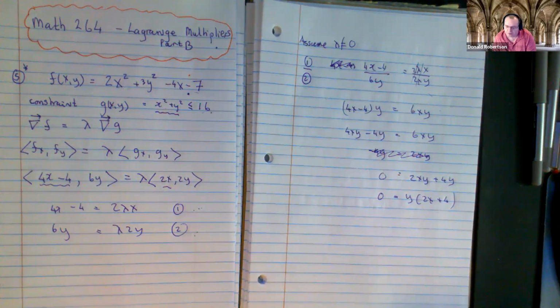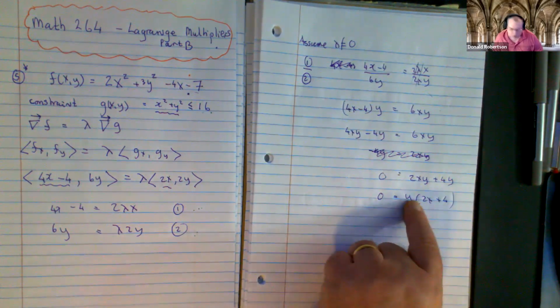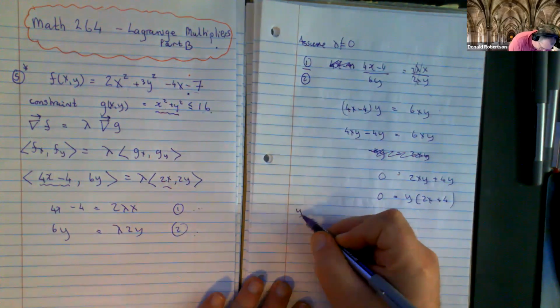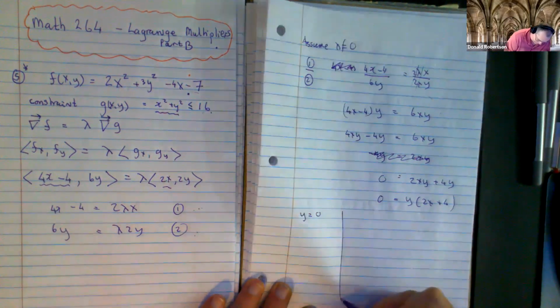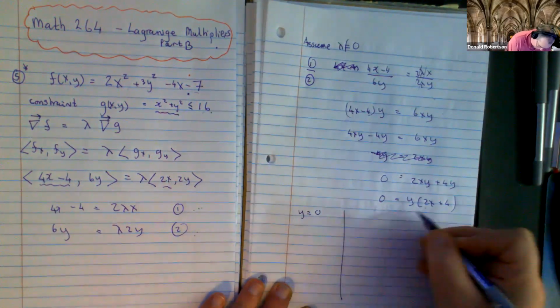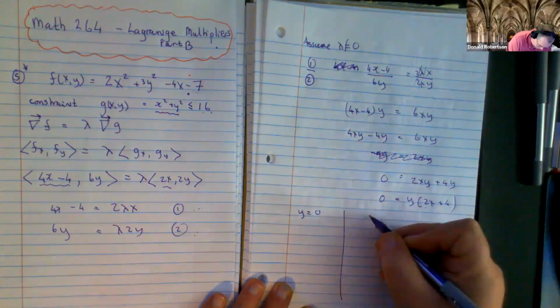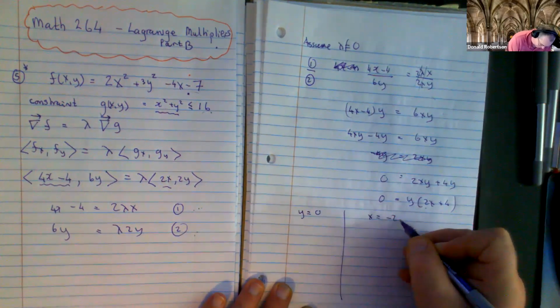Are we good with what I've got so far? Now, what does this tell me? Well, it tells me that y could be 0. And this one tells me that 2x plus 4 could be 0, which is another way of saying x is -2.